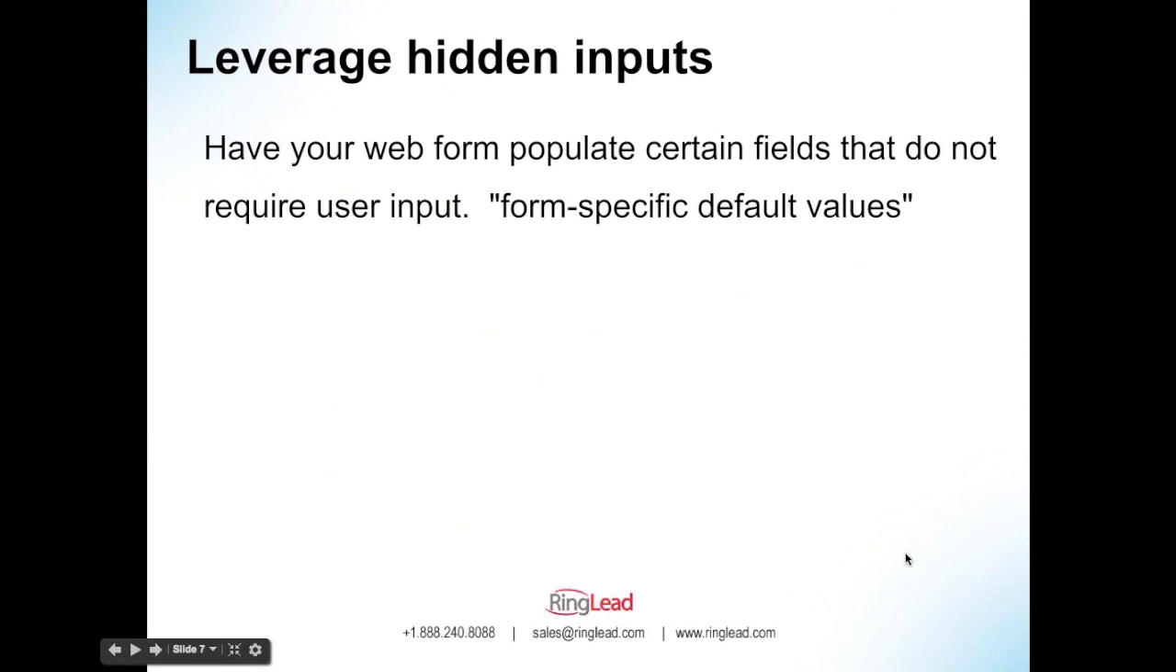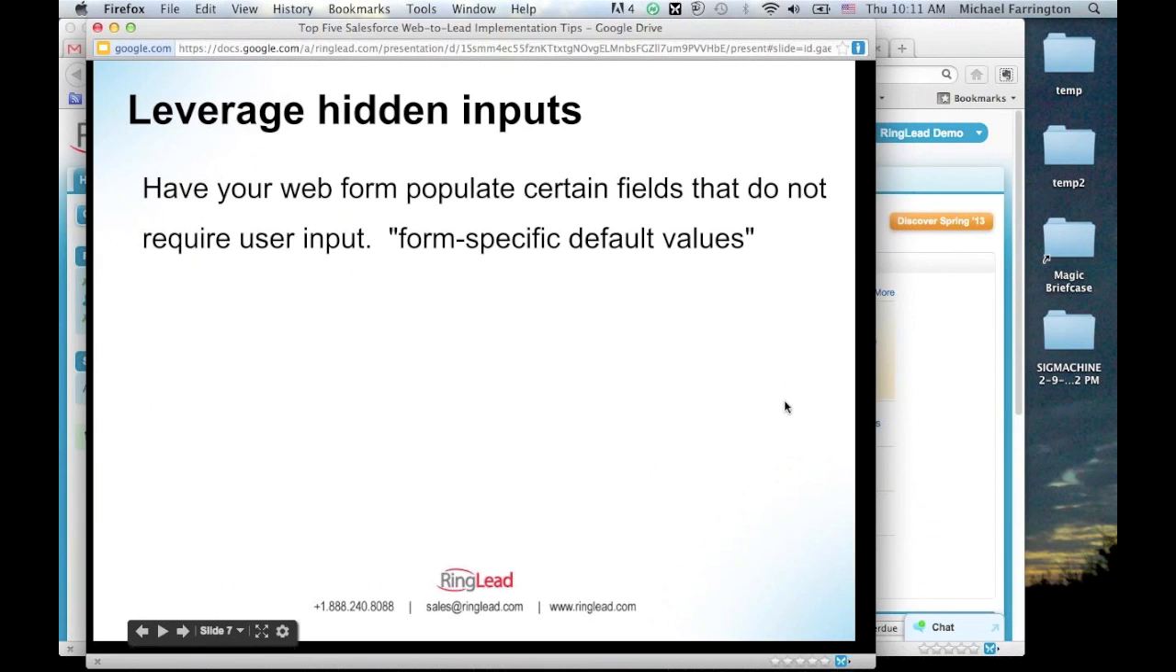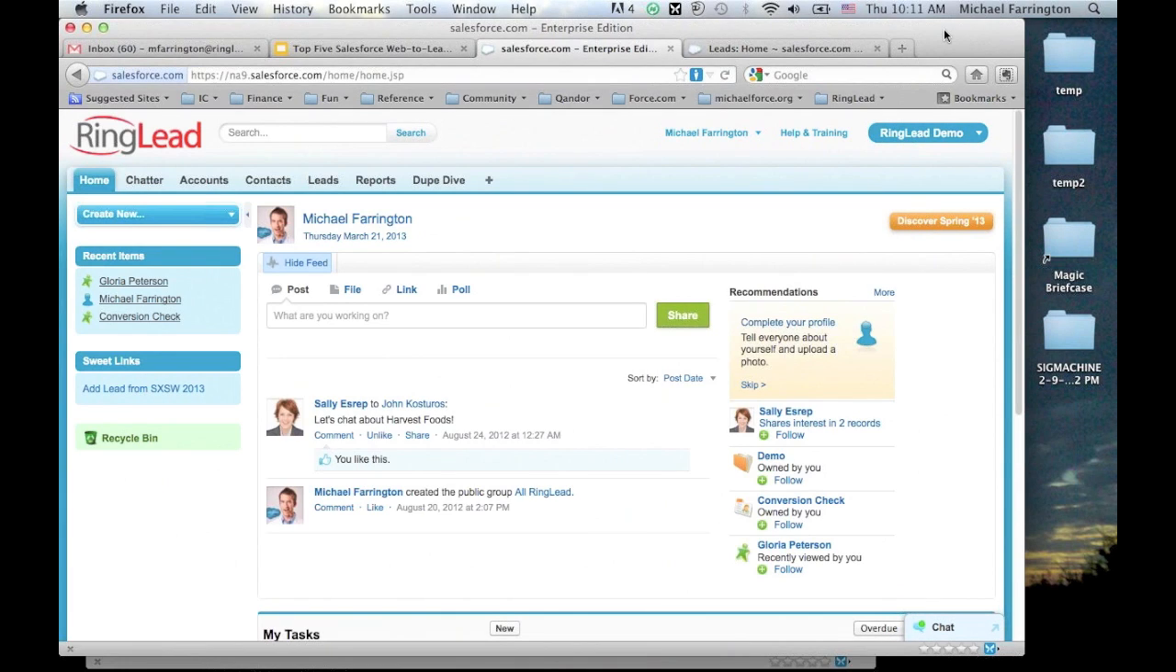Basically, I describe it as form-specific default values, which means they're hidden to the user who's entering information into the form. But behind the scenes, the form is saying, hey, when this submit button is clicked, I'm going to populate a few additional fields, or you can even add that lead to a campaign using these hidden inputs as well. So let me flip over now. I'm going to do a little bit of live magic.